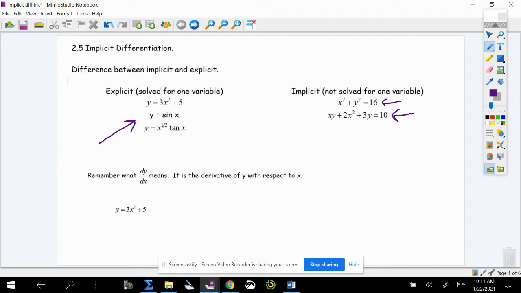This isn't necessarily a rule for derivatives. It's more a technique for how we address something that looks a little different. At the bottom, we talk about what it actually means when I write dy over dx. It means the derivative of y with respect to x. When I derive a really simple explicit equation, I often write y prime, honestly because it's easier to write.